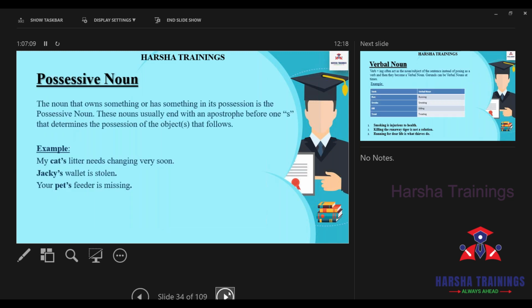Now, possessive. What are possessive nouns? Which are owned by something. This laptop is mine. It's my laptop. So my becomes a possessive noun. The noun that owns something or has something in its possession is the possessive noun. For example, my cat's litter needs changing very soon. Cat's litter, right? Something is owned by that cat. So cat becomes a possessive noun. Yes, Jackie's wallet is stolen. Your pet's feeder is missing. So pet becomes a possessive noun there. Okay.